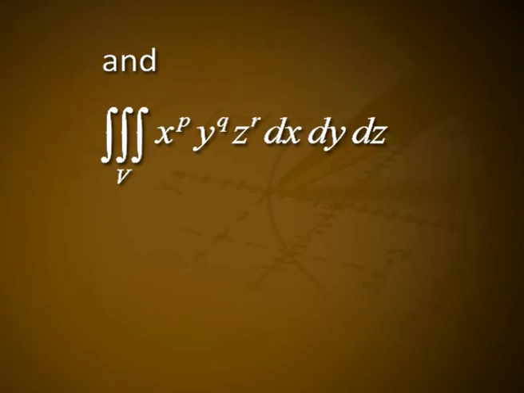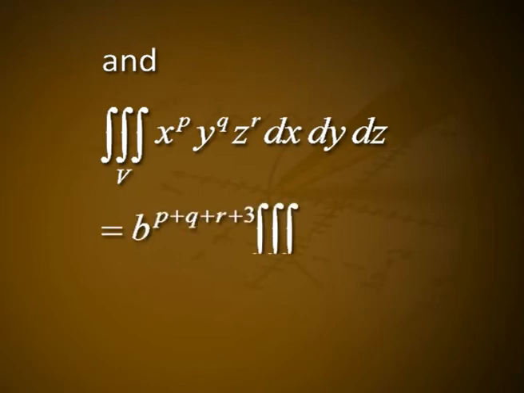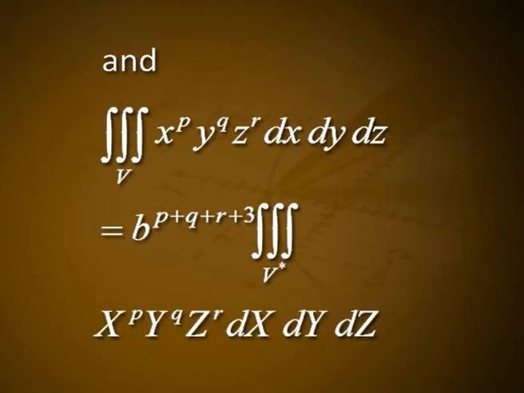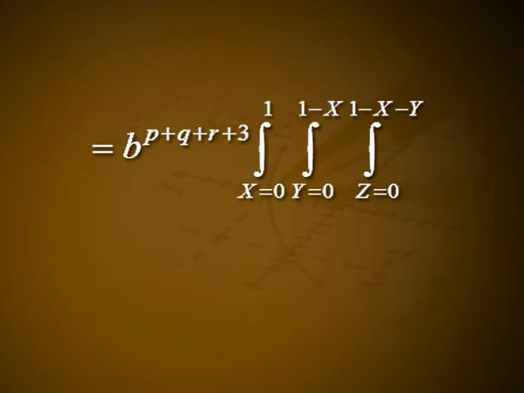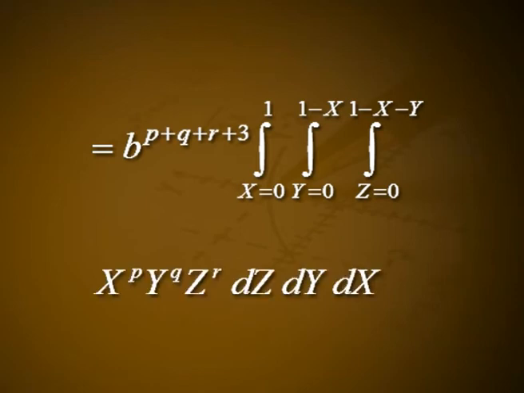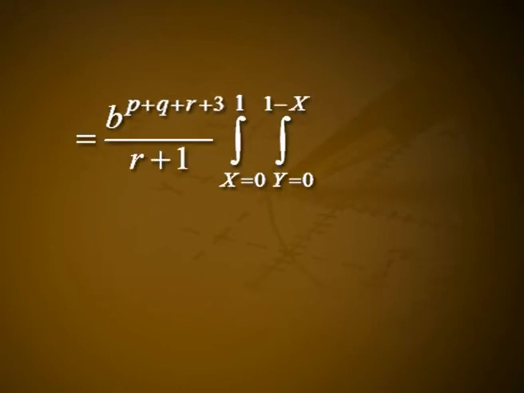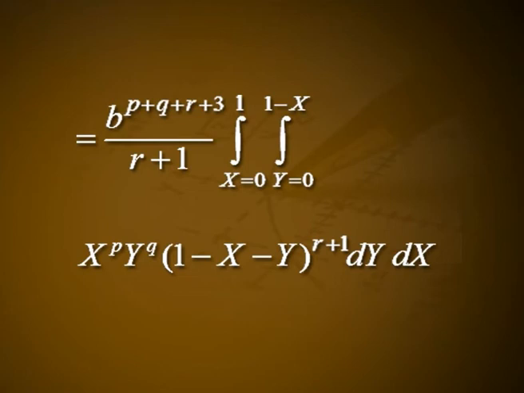the triple integral over V of x^p y^q z^r dx dy dz is equal to b^(p+q+r+3) times the triple integral over V star of x^p y^q z^r dx dy dz, that is equal to b^(p+q+r+3) integral over 0 to 1, integral over 0 to 1−x, integral over 0 to 1−x−y of x^p y^q z^r dz dy dx, which is equal to b^(p+q+r+3)/(r+1) integral over 0 to 1, integral over 0 to 1−x of x^p y^q (1−x−y)^(r+1) dy dx.